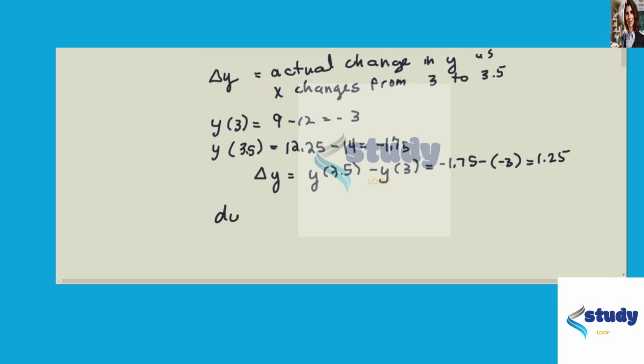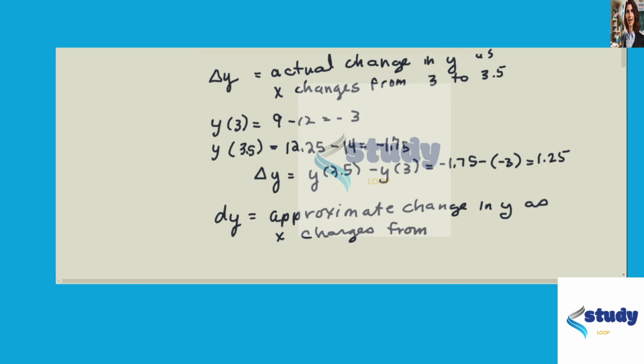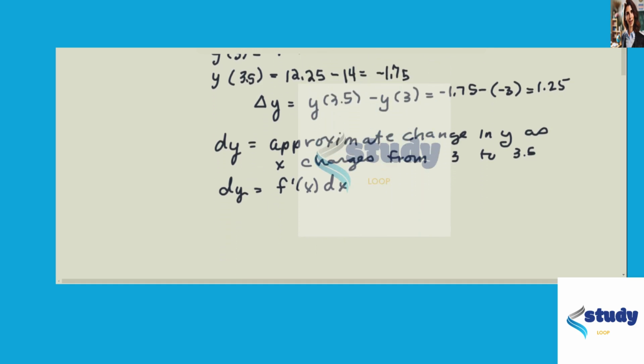Okay, now dy is the approximate change, in case it was too hard to find your calculator. It's the approximate change in y as x changes from 3 to 3.5. And the formula for dy is the derivative at x times dx. Okay, dx is the same thing as delta x, so it's 0.5.